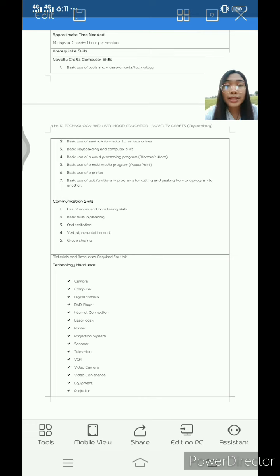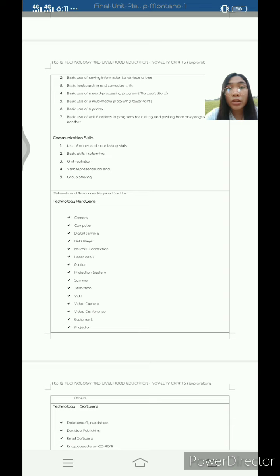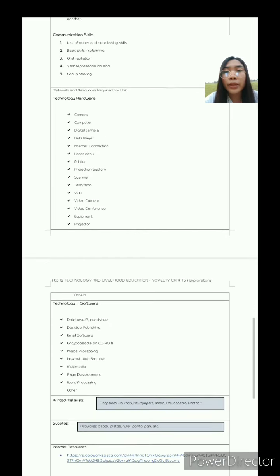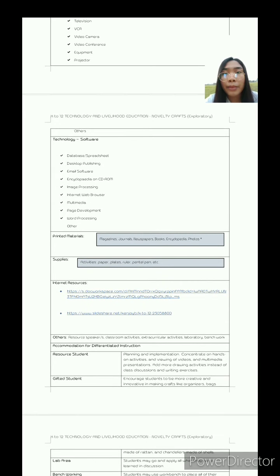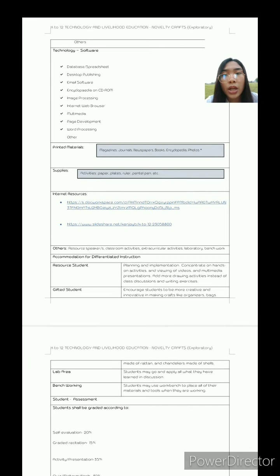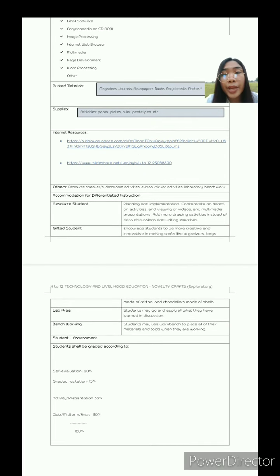Next, we have prerequisite skills, or the skills needed in novelty crafts, the computer skills, and the communication skills, which is collaboration. Next, we have the materials and resources required for the unit: the technology hardware and the technology software, or our multimedia. Next, we have printed materials, supplies, and internet resources to give emphasis to our lesson.